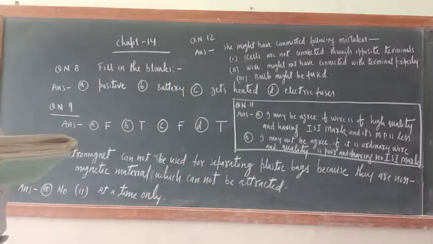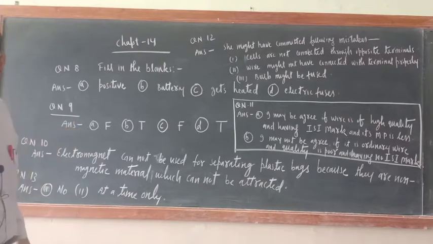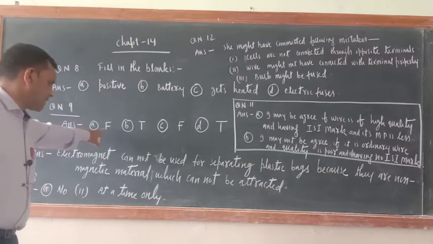Now question number 9 is: mark T if the statement is true and F if it is false. So the first one is: to make a battery of two cells, the negative terminal of one cell is connected to the negative terminal of the other cell. False. So this is false.